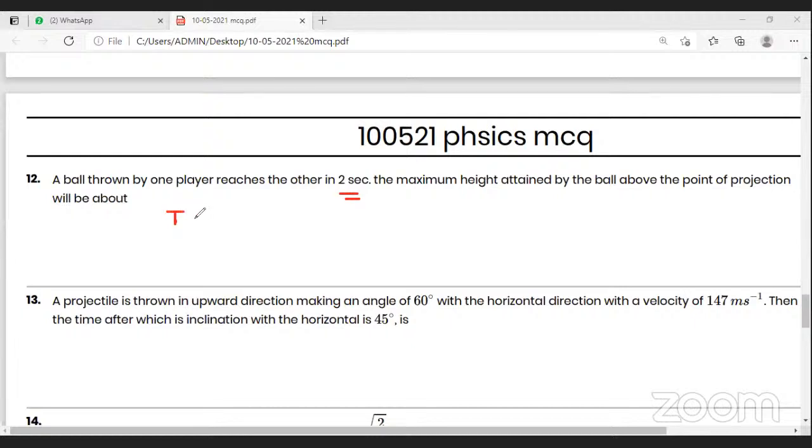No? What is the total time formula? 2u sin theta by g. That can be taken as 2 seconds. I think it is not the complete question. Some information was not there, whether it is oblique projectile or vertically projected motion, it is not given, but I just considered this is only the oblique projectile. Then 2u sin theta by g equal to 2.